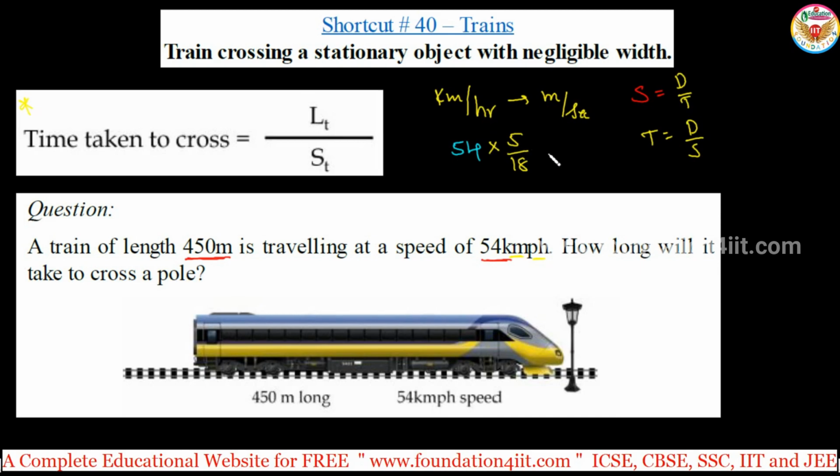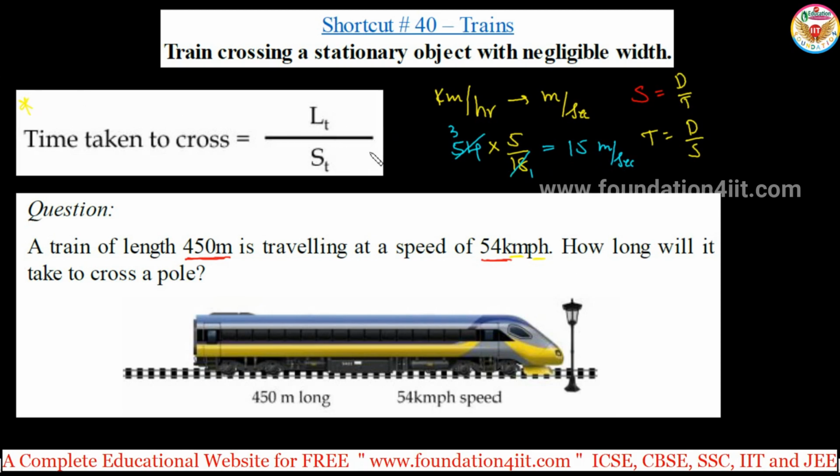So 54 kilometers per hour to meters per second is multiplied by 5 by 18. 18 threes are 54, so 3 fives are 15. So this is 15 meters per second. 54 kilometers per hour is 15 meters per second, because the distance is in meters, so the speed also must be in meters per second. So the answer is in seconds, and we can apply it directly here.